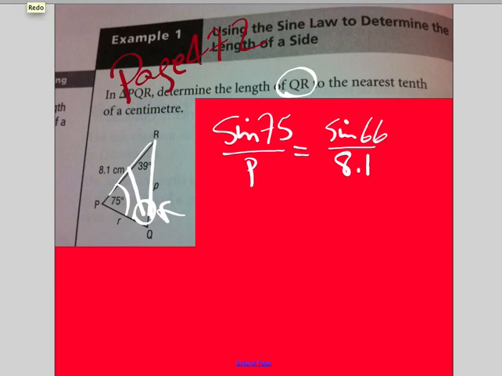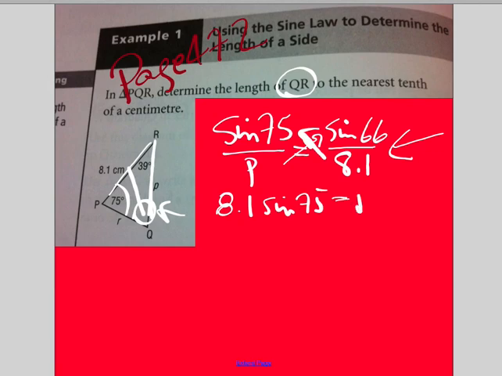All right. So once I set that up, that's the hard part right there. That's the gold ticket. If you get that set up properly, now we're just going to cross multiply, and I'm going to get 8.1 sine of 75 equals P times the sine of 66.